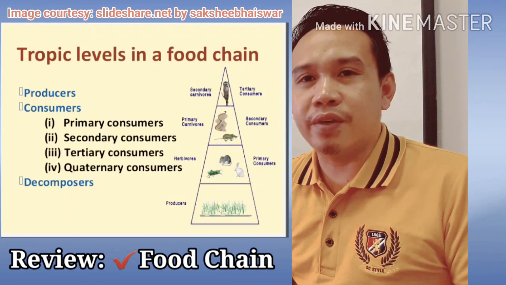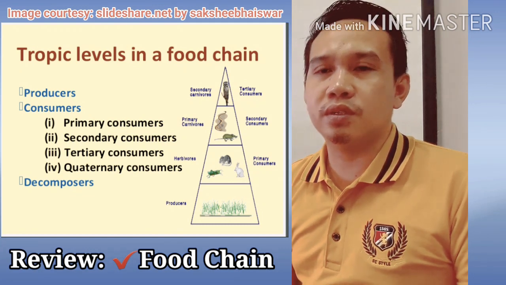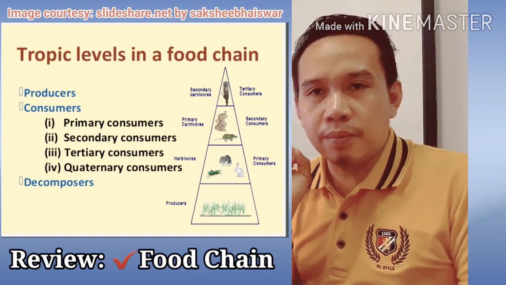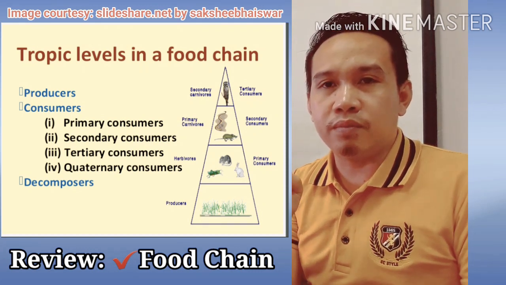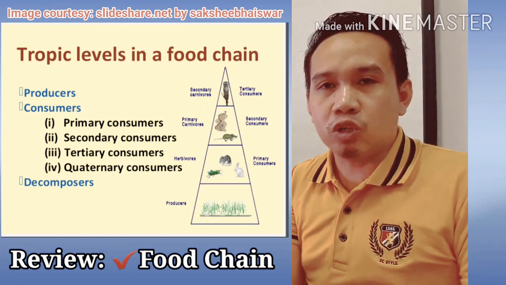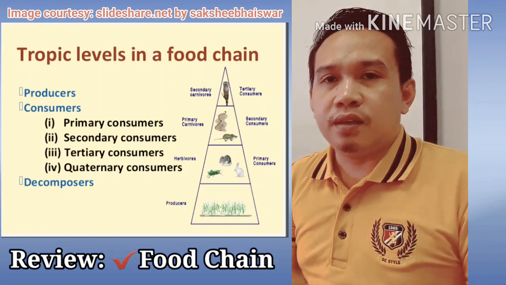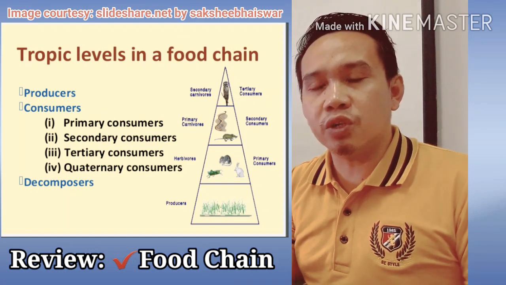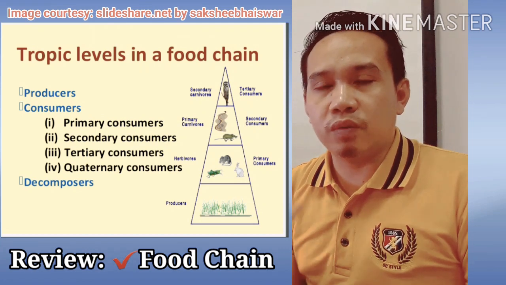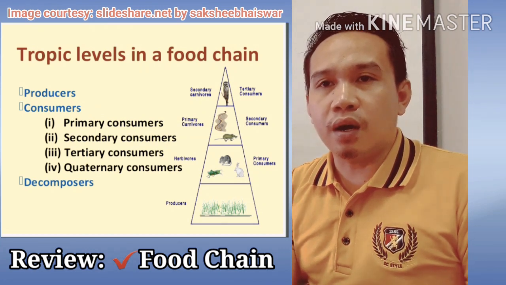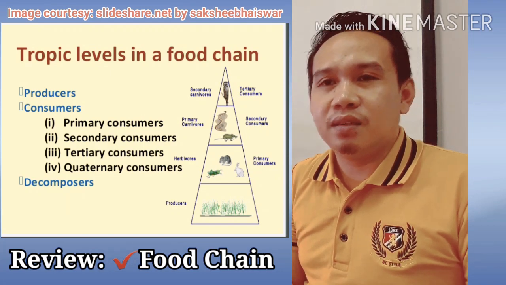Let us remember that there are many organisms involved in consumers, right? Usually in primary consumers, these organisms are herbivores. In secondary consumers, these organisms are carnivores. In tertiary consumers, these organisms are considered omnivores. When we talk about omnivores, they are both animal and plant eaters.